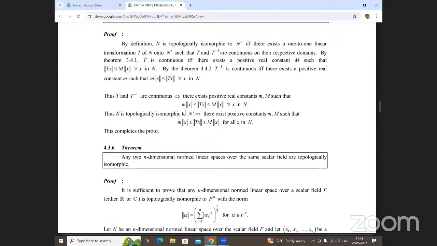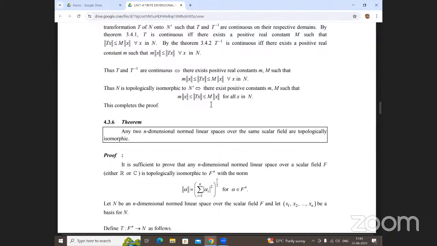Now that is the only one way of the proof, because the necessary part is not separate and the sufficient part is not separate. Because when you represent the if and only if part, both conditions are satisfied at the same time: norm Tx lies between m into norm x and capital M into norm x. So given the normed linear space is topologically isomorphic to N dash, there exist positive real constants small m and capital M such that norm Tx lies between small m into norm x and capital M into norm x. So that is the end of the proof.